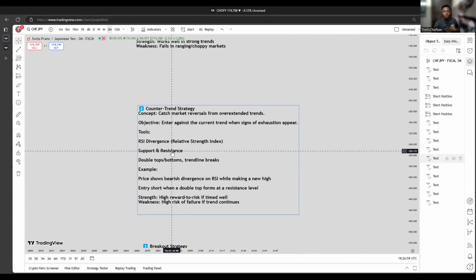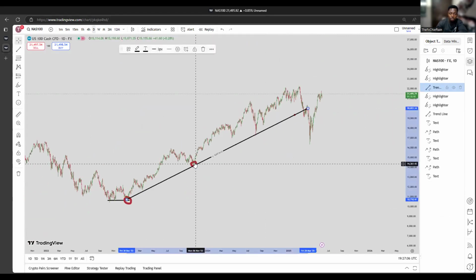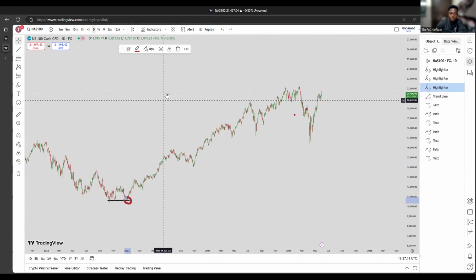Then you also want to work with support and resistance. So let's find support and resistance on this asset. All right. So this is an uptrend still. Let's take this guy out. Let's take this guy out.